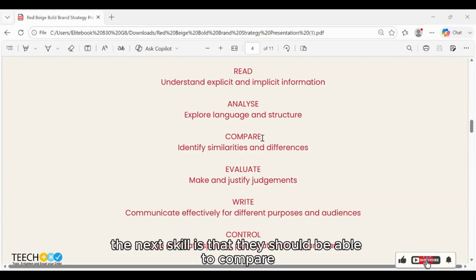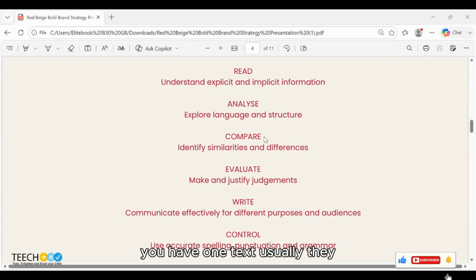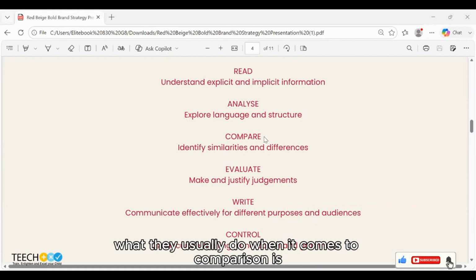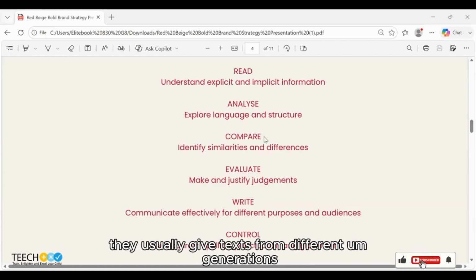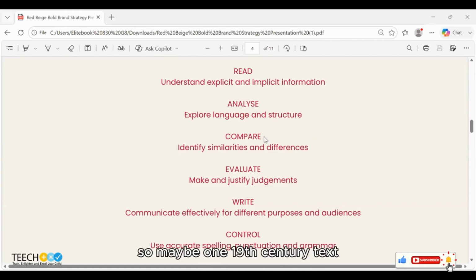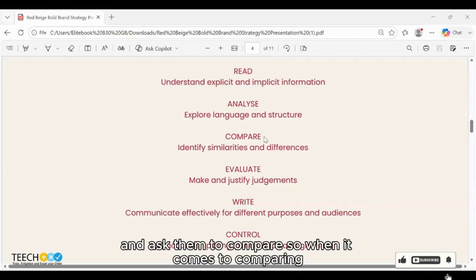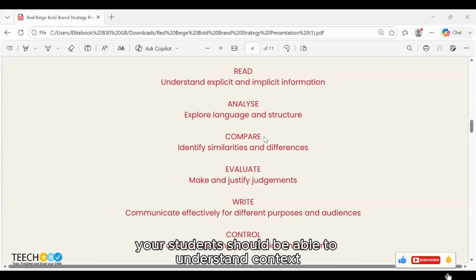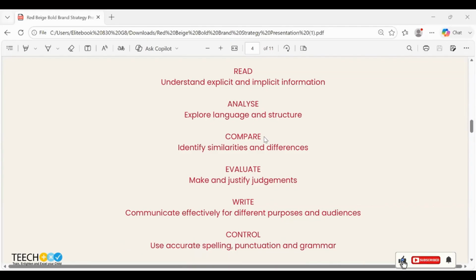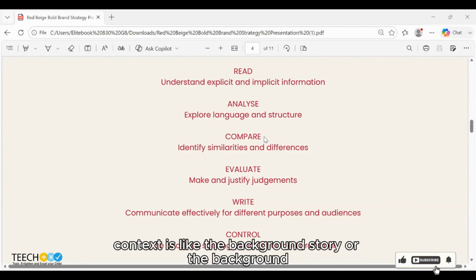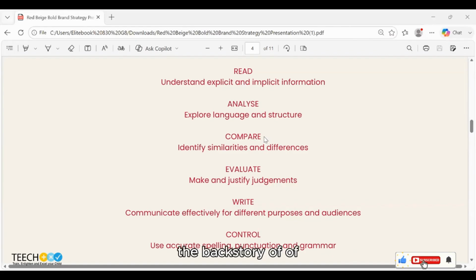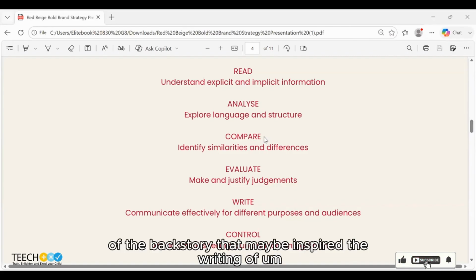Also, the next skill is that they should be able to compare. Usually, when it comes to comparison, they give texts from different generations. So maybe one 19th century text and one 21st century text, and ask them to compare. When it comes to comparing, the student should be able to understand context. Now, what is context? Context is the background, the backstory that maybe inspired the writing of a novel.